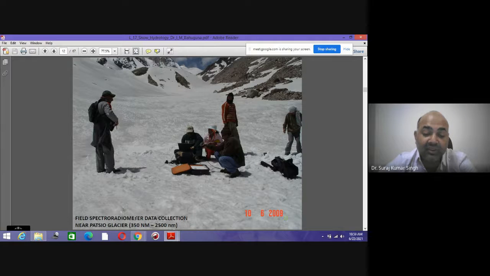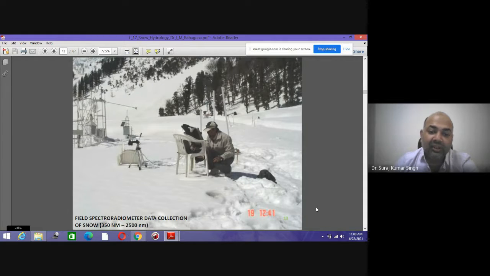How spectral radiometers use the spectral channel to identify various features. So here is a field photograph showing the spectral radiometer of snow in a spectral channel from 350 nanometers to 2500 nanometers. That was in the month of June 2009, taken by ISRO scientists. They have worked in large projects, and they are working parallelly not only on Indian glaciers but on glaciers throughout the world.